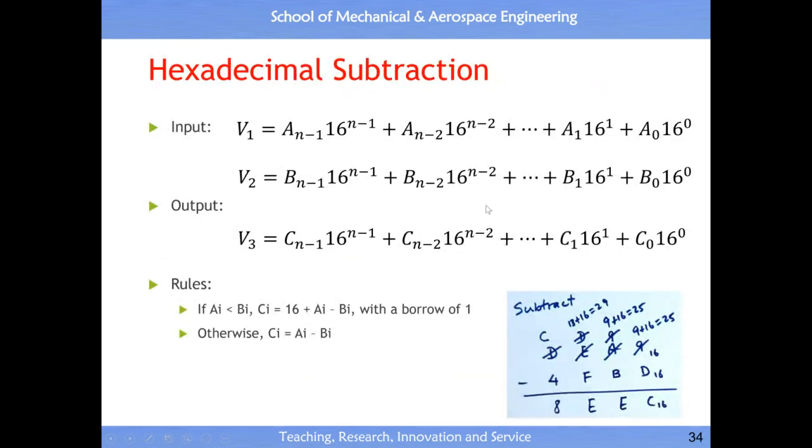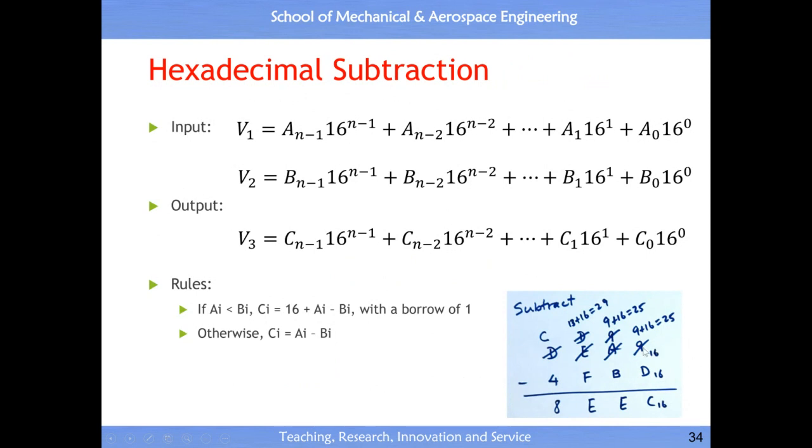Then how about subtraction? Subtraction, we just apply this rule to determine C from value of A and the B. Okay, if A is smaller than B, then we must borrow 1 from the left-hand side. When you borrow 1 from left-hand side, you will get the 16. Then you just do 16 plus A minus B. Otherwise, you just do A minus B.